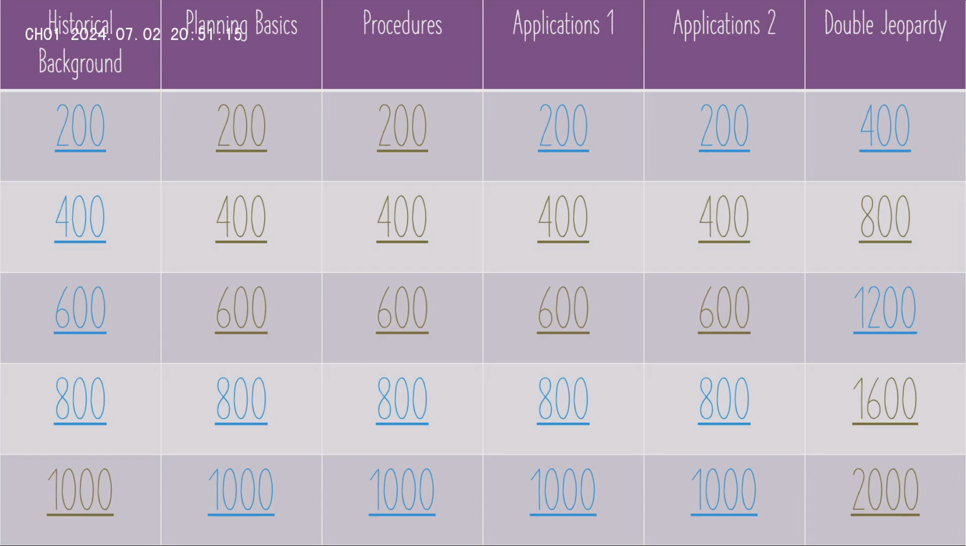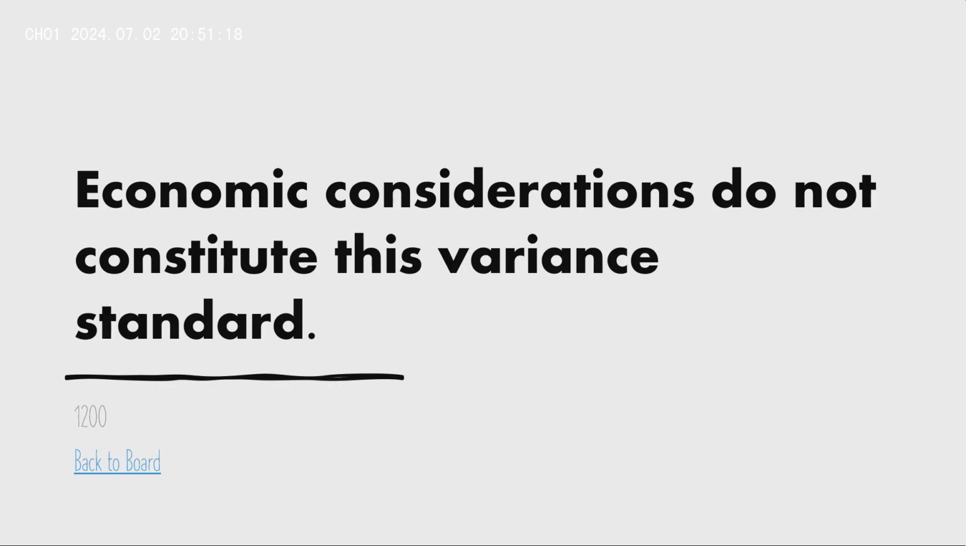Okay, double jeopardy for 1,200. Economic considerations do not constitute this variance standard. Is it CUP or is it PUD? Or is it none of the above? It's the standard that you need to be able to get a variance granted. Burden of proof? The burden of proof is to show this.